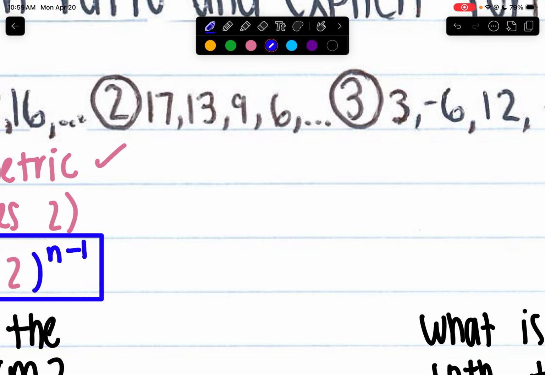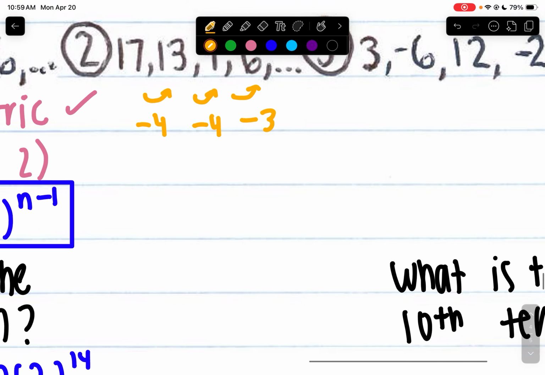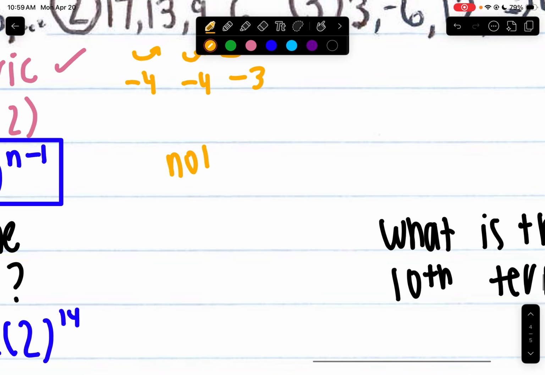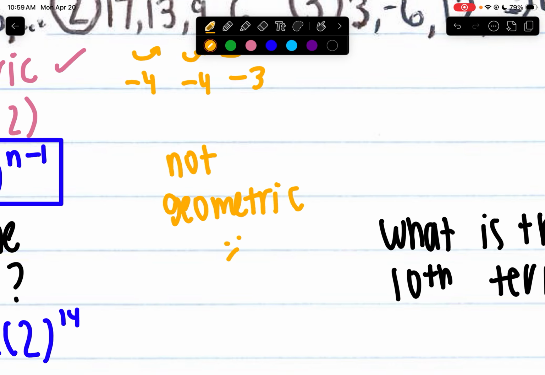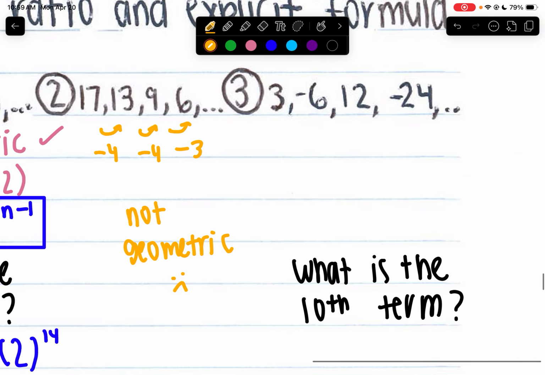1, 7, 13, 9, 6. This is definitely not a multiplication pattern. It's like subtracting by 4, subtracting by 4, and then subtracting by 3. It's not even an arithmetic sequence, so it's not any type of sequence we want. This is not geometric. We can't make a formula if it's not geometric. So can't do anything there. So we're going to move on.